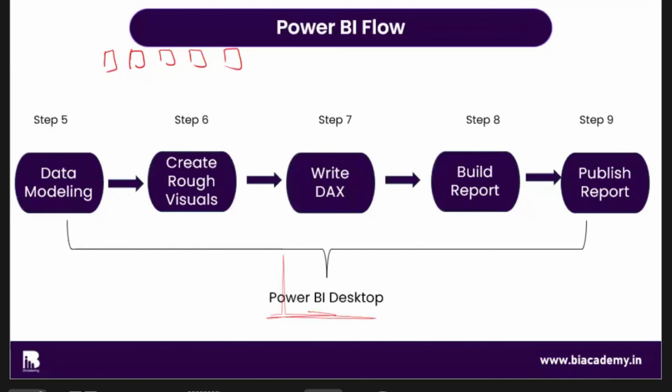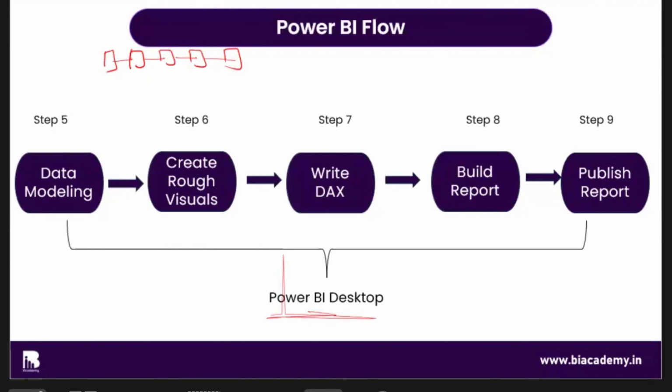So that is what relationship building is. You need to set up a relationship between the tables. Then only can one table ask a favor from another table. That is called data modeling. We'll discuss data modeling in depth, don't worry. I'm just giving you an overview now. Okay. That is step number 5.